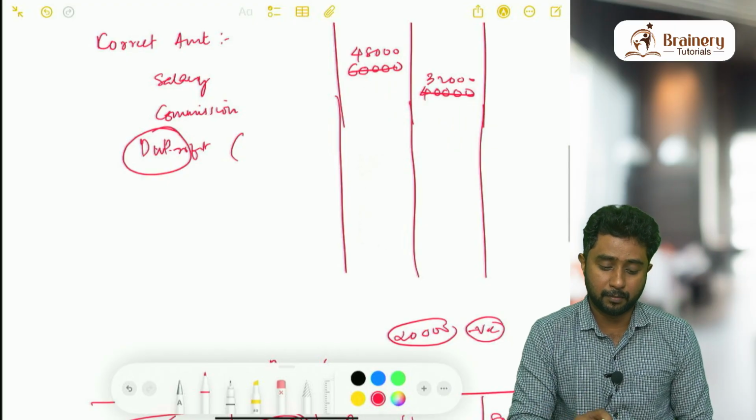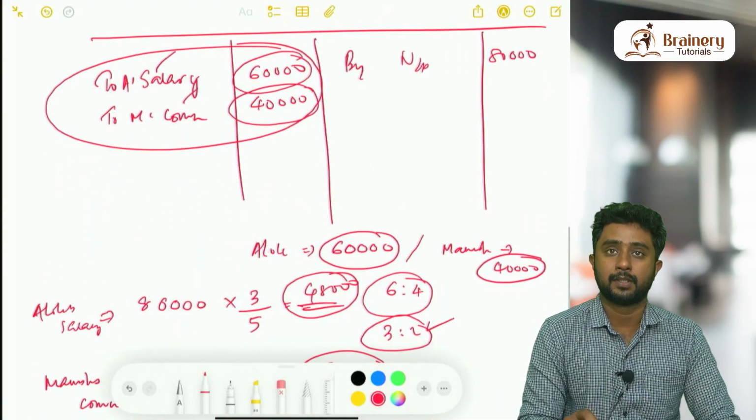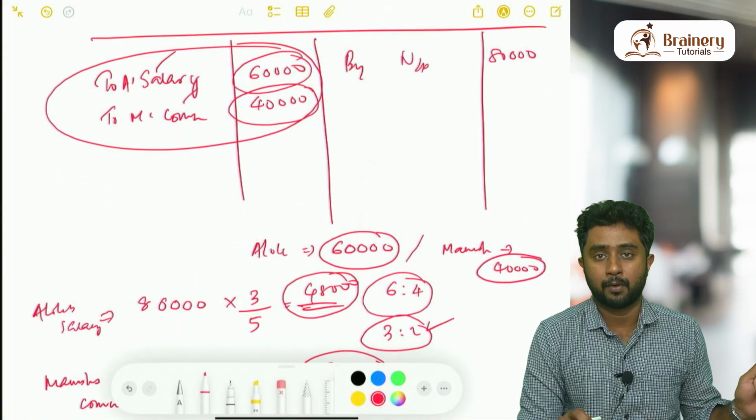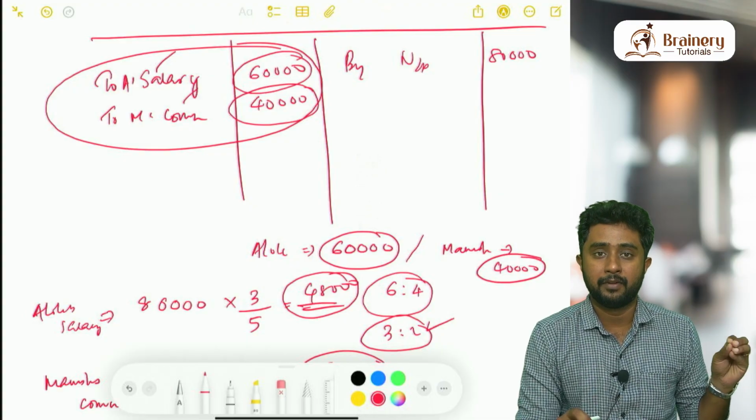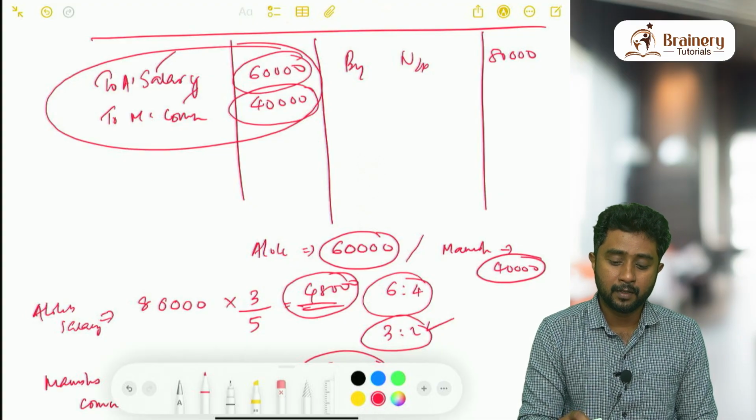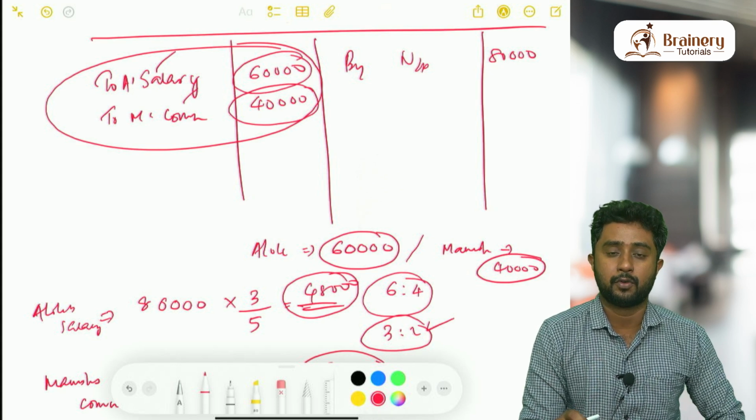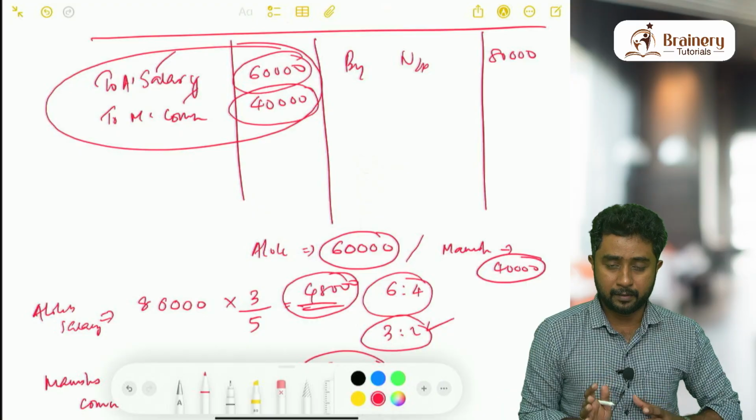48,000 and 32,000 is because we cannot pay 60,000 and 40,000, as they are appropriations. The main feature of appropriations is that we can provide them only if there is profit. So if profit is not sufficient, we have to split it between them according to the ratio of appropriations. To make it simple, just see it like this.